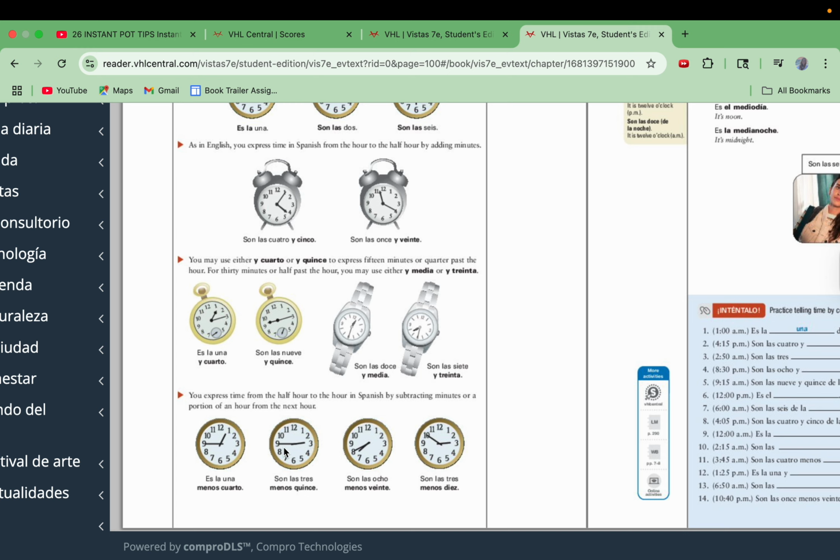Here it is, you'll see 2. Hopefully you can read an analog clock. It is 2:45. So you're going to say it is 3 minus 15. Son las 3 menos 15. Here it is 5, 10, 15, 20 minutes until 8. So you're going to say, instead of it's 7:40, you're going to say it is 8 minus 20. Son las 8 menos 20. And here, of course, it is 5, 10 minutes until 3. So you're going to say son las 3 menos 10.